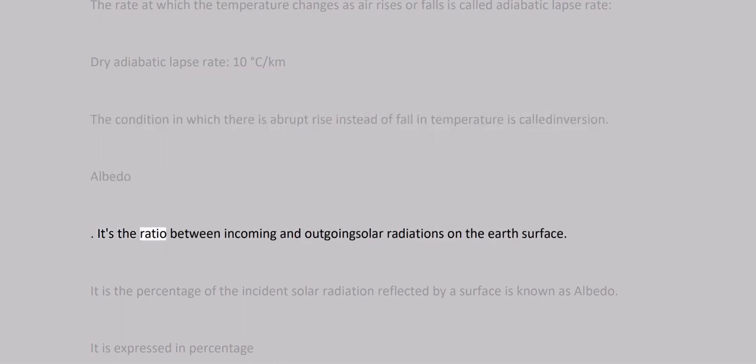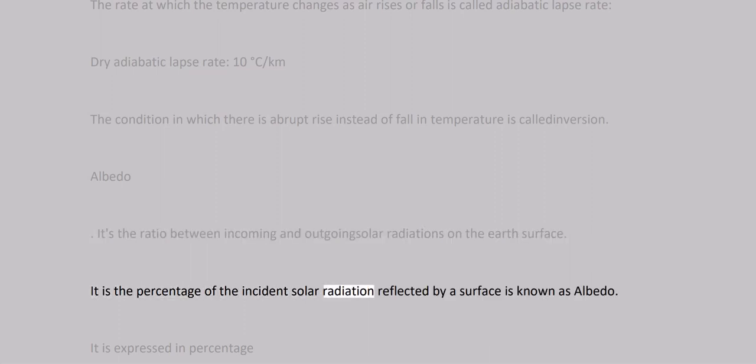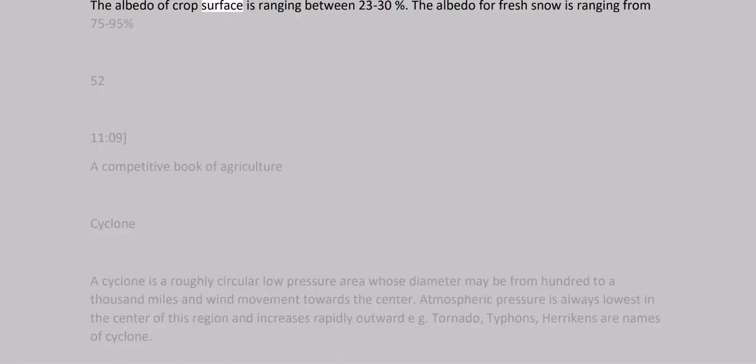Albedo. It is the ratio between incoming and outgoing solar radiations on the Earth's surface. It is the percentage of the incident solar radiation reflected by a surface. It is expressed in percentage. The albedo of crop surface ranges between 23 to 30%. The albedo for fresh snow ranges from 75 to 95%.